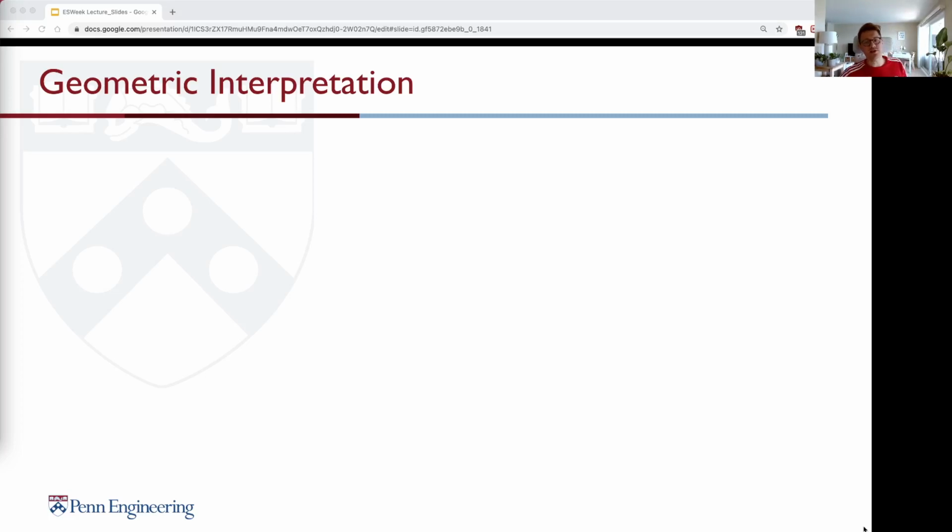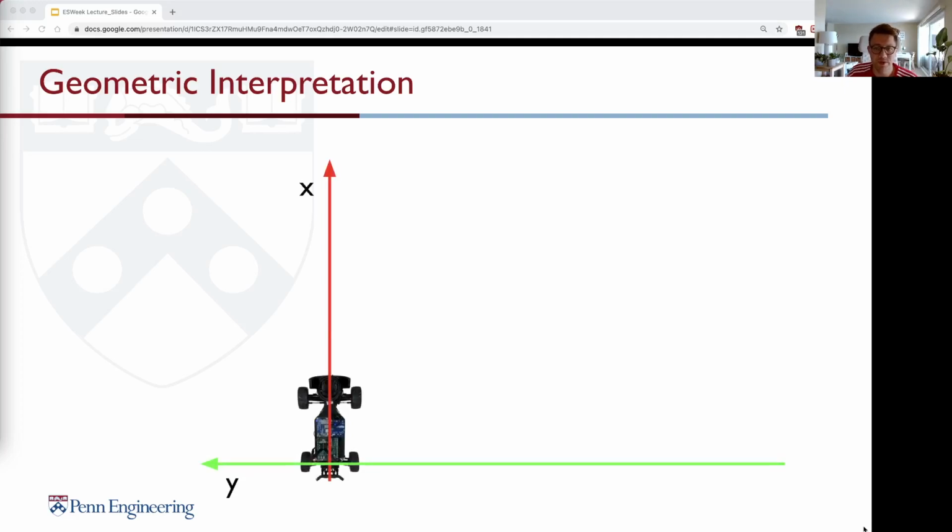Now it's time for us to understand the theory behind it. We start with the following. The vehicle is in a local 2D frame. The center of this frame is on the rear axle of the car, and we have x and y coordinates.